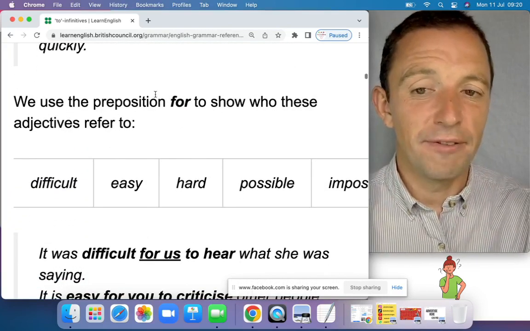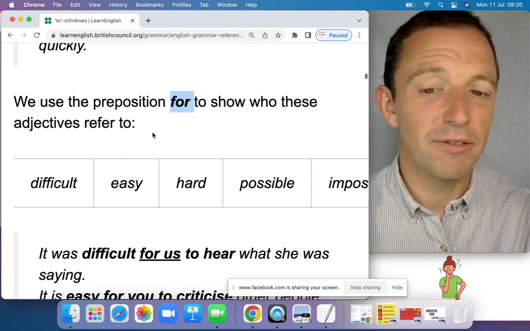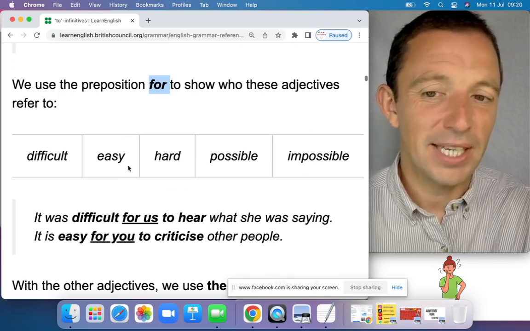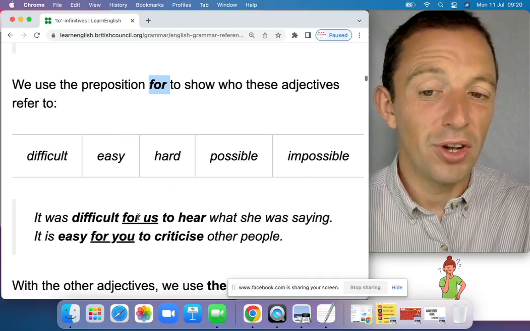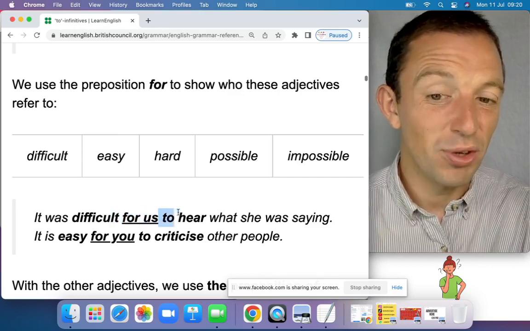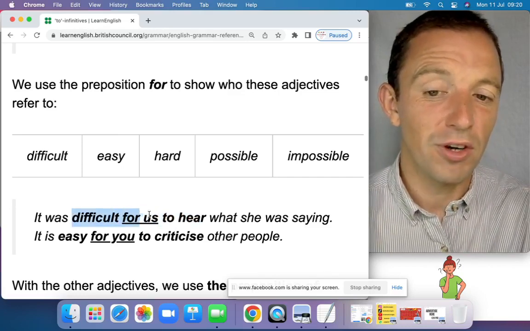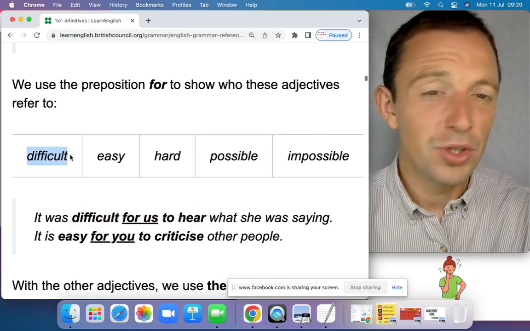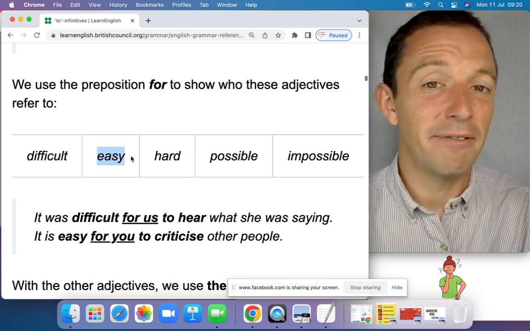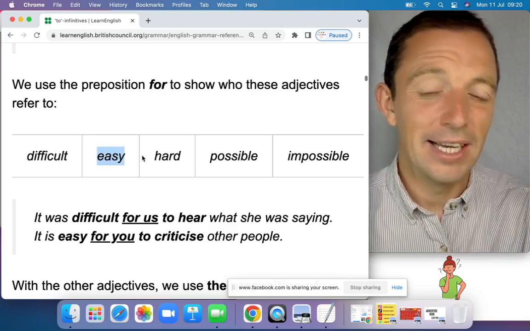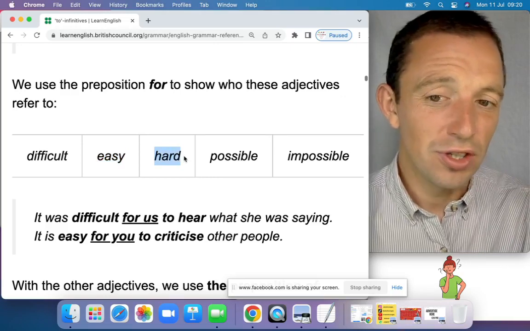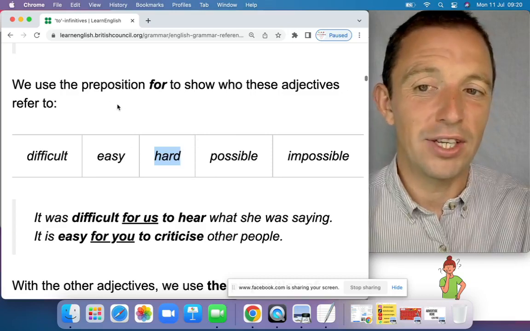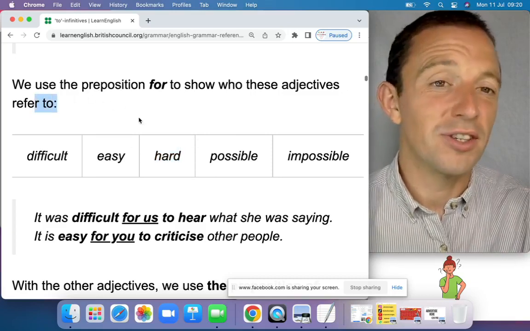We use the preposition for to show who these adjectives refer to. Okay, so the adjective is possible with the preposition for plus the object plus the infinitive. For example, it was difficult for us to hear what she was saying. It was difficult for you to complete the exam. It was easy for them to enter the party. It was hard for us to contact the company. So that's the typical structure when you want to refer to the person.